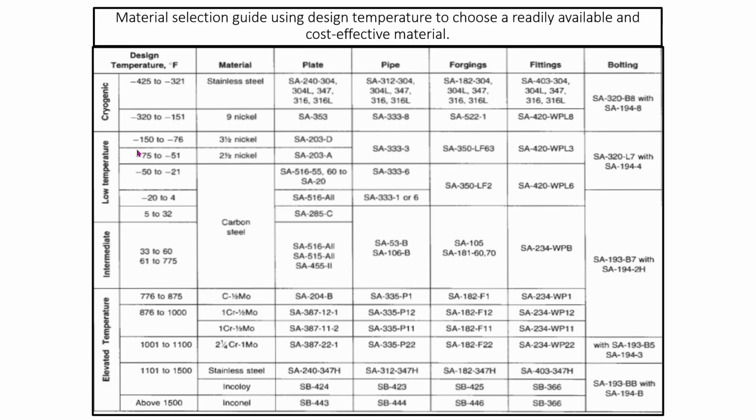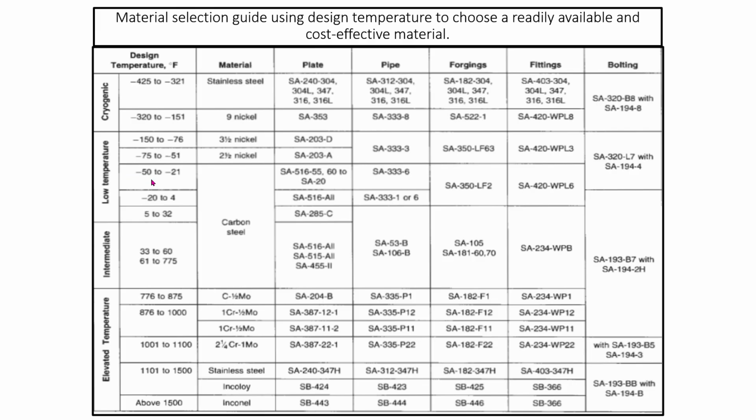Similarly, for low temperature, you see the temperature has come down, minus 150 to minus 76 degrees centigrade. The material will be 3.5% nickel. Then the plate material will be SA 203, pipe material will be SA 333, forging material will be SA 350, then fittings will be SA 420, and bolting material will be SA 320 L7, and SA 194 L7.